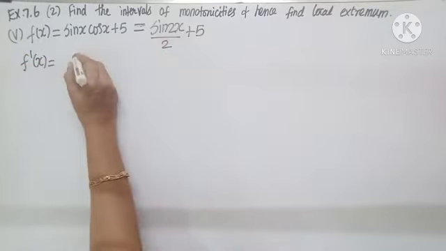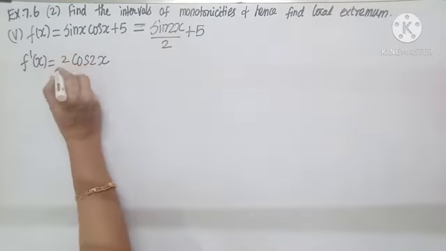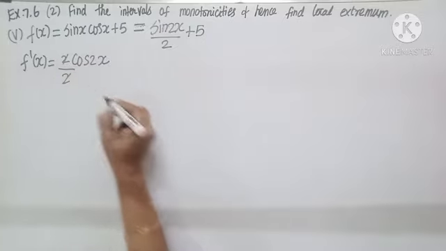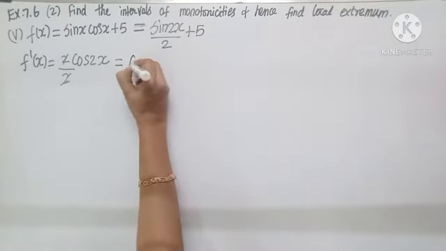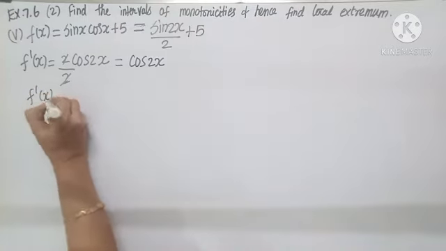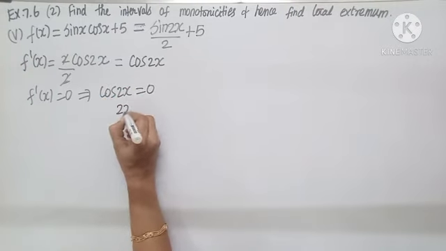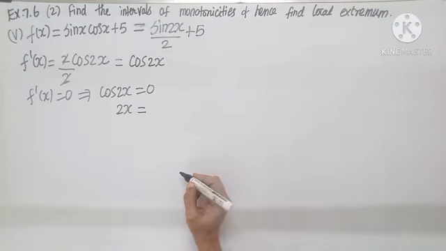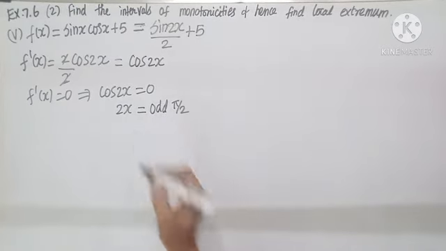Sin 2x, the derivative is cos 2x. 2x will become 2 divided by 2. 2 and 2 get cancelled. 5 constant will become 0. So what is my answer? Cos 2x. Putting f dash of x equal to 0, we get cos 2x is equal to 0, or 2x is equal to, when cos is 0, cos 90 is 0, or we will say odd pi by 2.